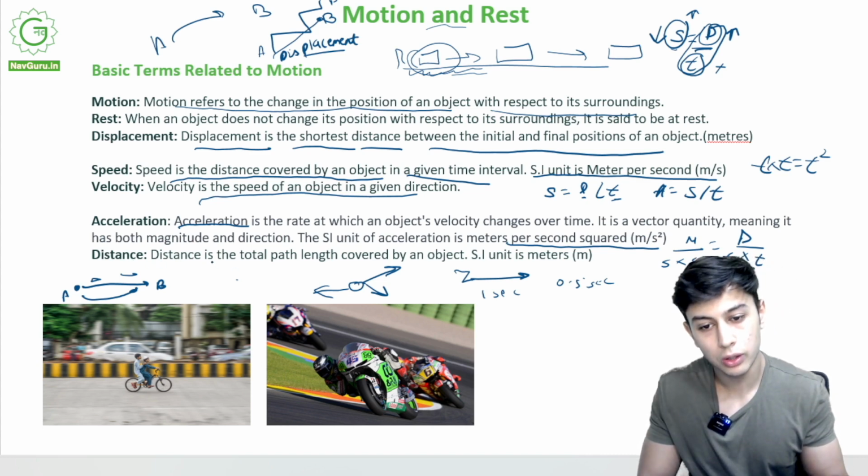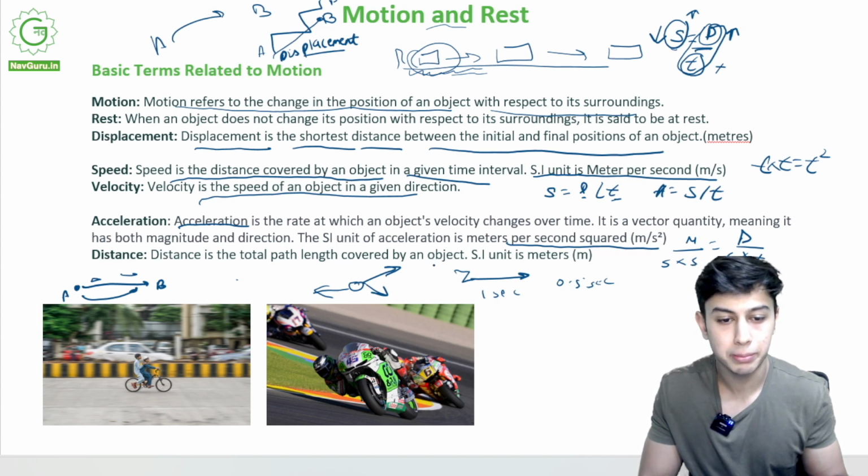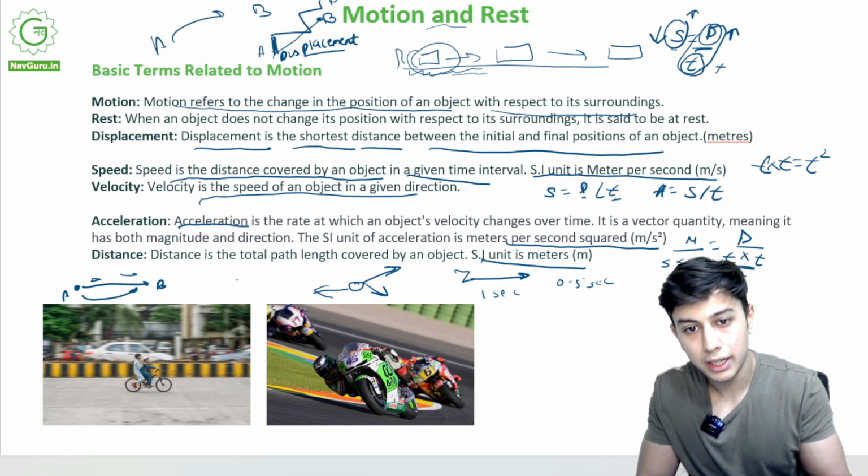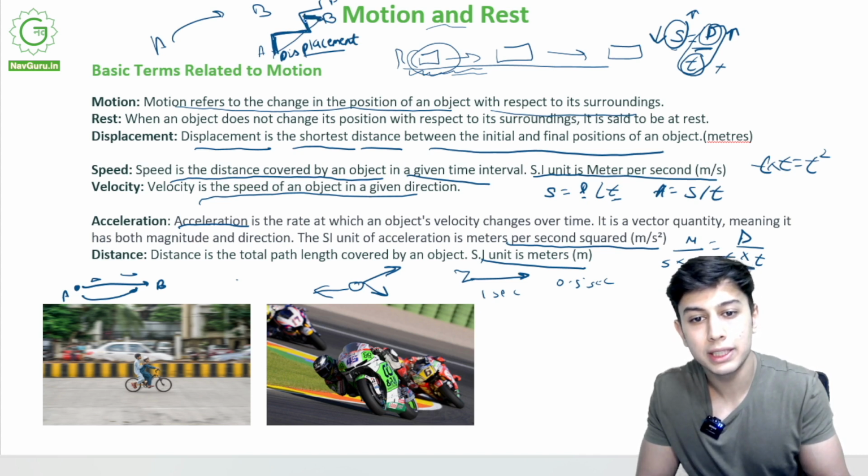Distance, as we all know, is the total path length covered by an object. Its unit is meters. If I go over this part, and then I cover this part, then this part, then this part, all this added will be the distance. Suppose this was 1 meter, this was 2 meters, this was 1 again, this will amount to 4 meters.